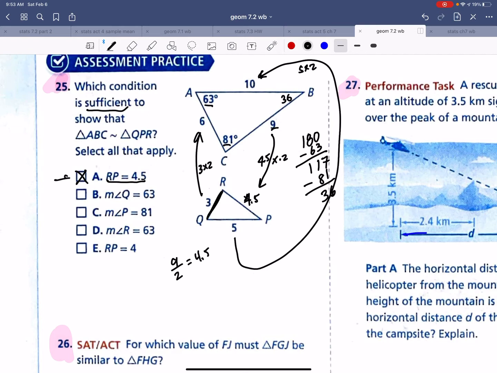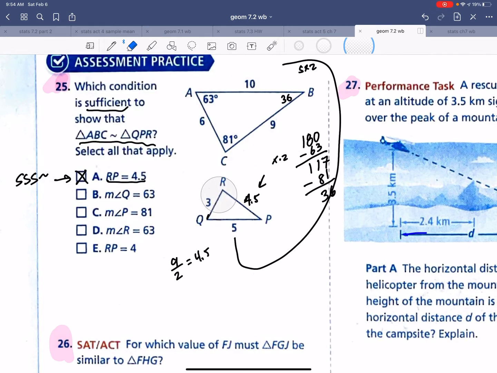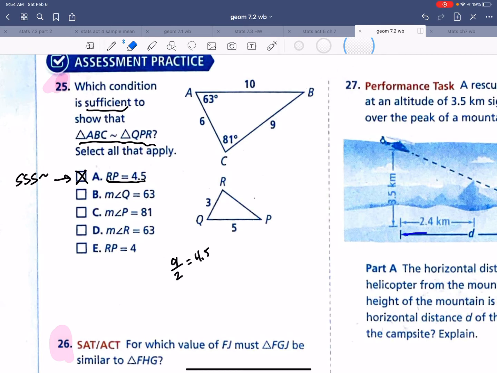And this one would spell side, side, side congruent. So if they gave me that third side, it would be, or excuse me, side, side, side similarity. They would be similar because of side, side, side. So what else would get me there? All right, starting over.